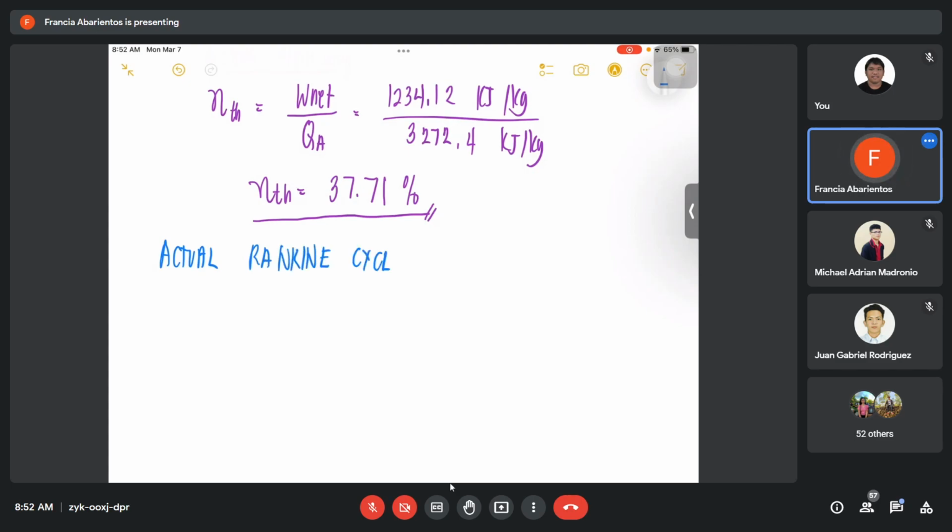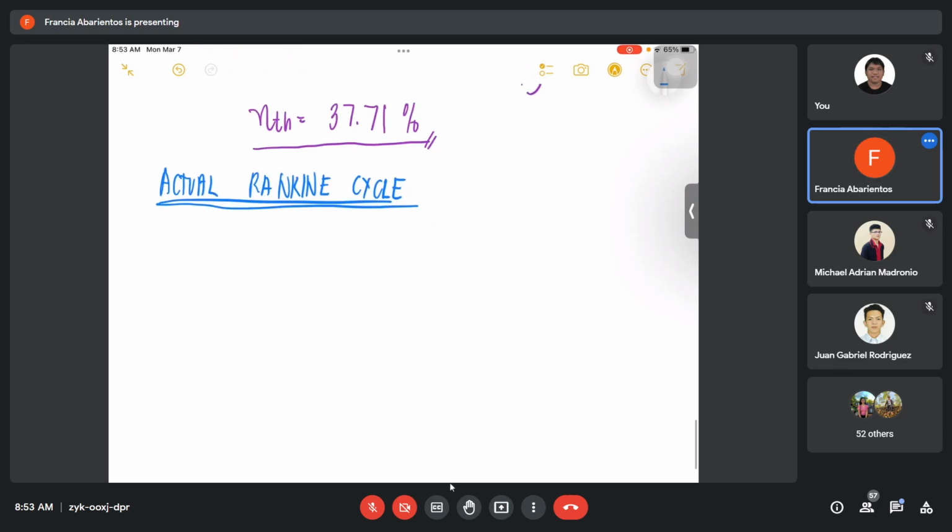Okay. Using the same problem, okay? Ibigay ko sa inyo. Same yung problem natin, ha? Para mas maintindihan si actual Rankine cycle. Okay, mahaba-haba to. 100 megawatt steam power plant.